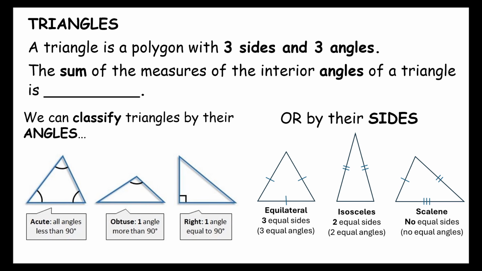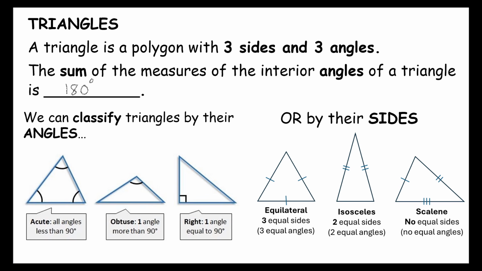Okay, just picking up where we left off. Triangles. I'm just going to go through this really quick because I'm pretty sure you already know this. But a triangle is a polygon with 3 sides and 3 angles. And the sum of the measures of the interior angles of a triangle is 180 degrees. We can classify triangles by their angles or by their sides.